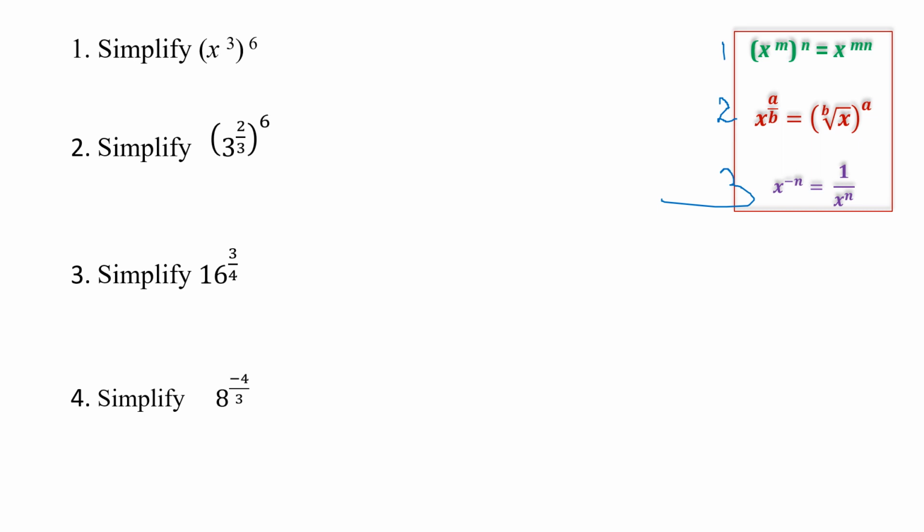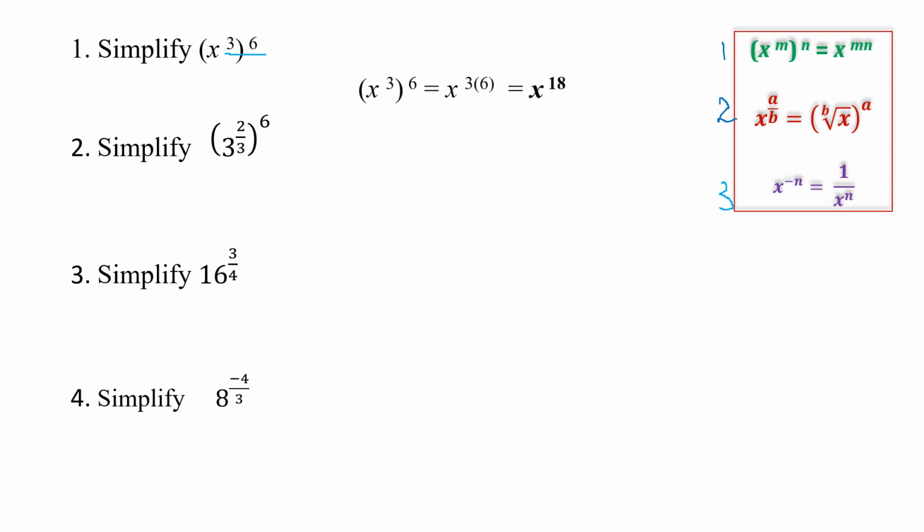According to the first law, when we have something in brackets raised to a power, we can simply multiply the powers. In this case, the powers are 3 and 6, so we are simply multiplying 3 and 6. So our answer is x to the power 3 times 6, which is 18. So our answer is x to the power 18.